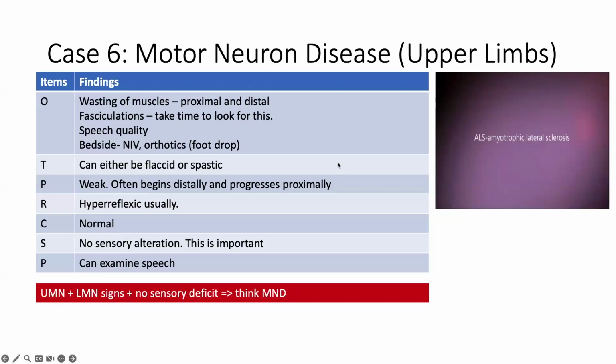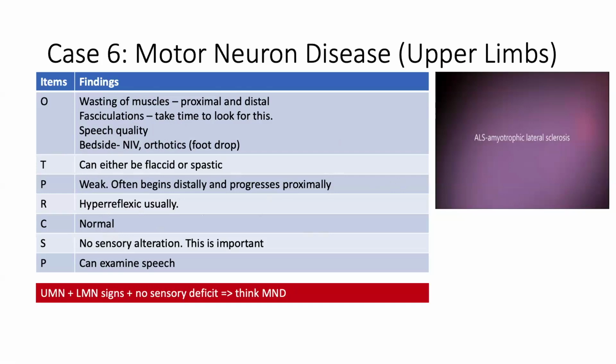They tend to have wasting of muscles, fasciculations. The speech quality, as I said, it's a top to toe observation. Listen to their speech. They may have dysarthria, dysphonia, and look at the bedside. They probably have NIV or orthotics. The tone can either be flaccid or spastic. Power tends to be weak. They tend to be hyperreflexic.